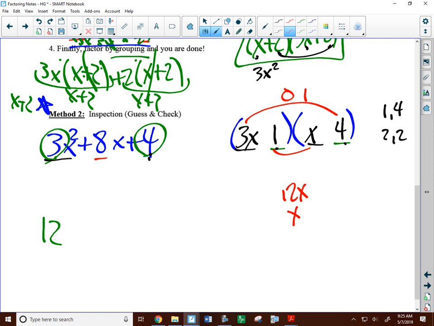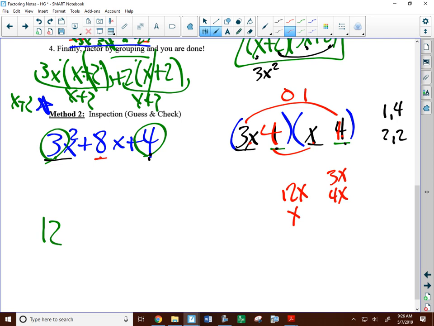I didn't choose right. Then what could I do? I could switch it up and do 4 and 1. Now if I do that, 1 times 3x is 3x, 4 times x, that's 7x. It's not 8. So as you get better with this method and become a better guesser, guys, I don't even write it down anymore. I just do it in my mind. I say 3 and 4 is 12, 1 and x is x, that's not 8.